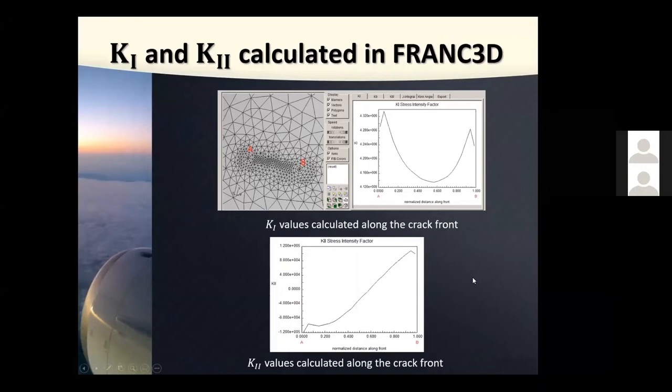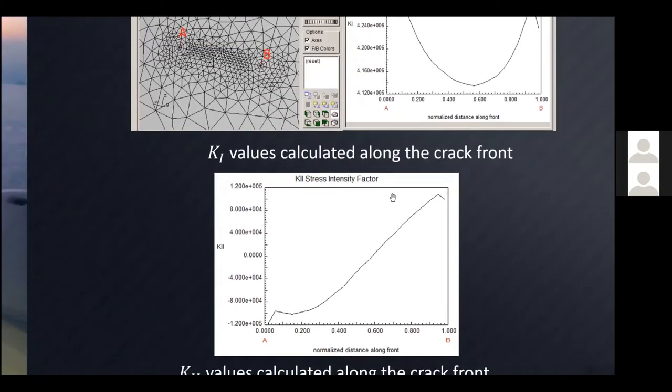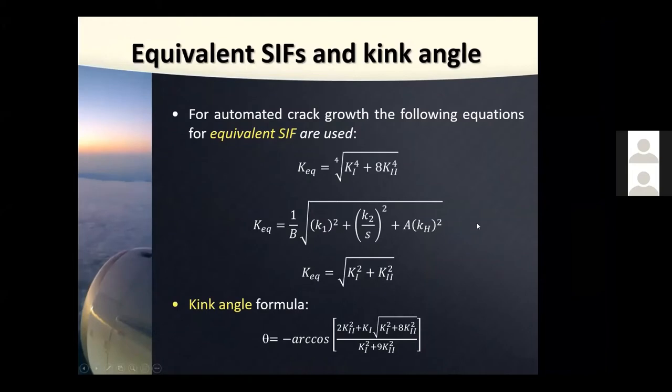The result was this: you could get K1 and K2 along the crack front at each node on the crack front. So this is what you can see here, A and B are, let's say, edge points of the crack. And then you can see on this image, for every node between point A and B, software calculates K1 and K2. And then if you use automatic crack growth, then software calculates the so-called equivalent stress intensity factor.